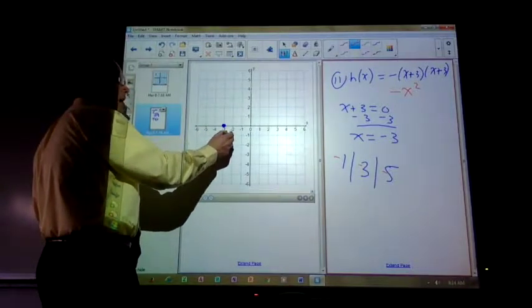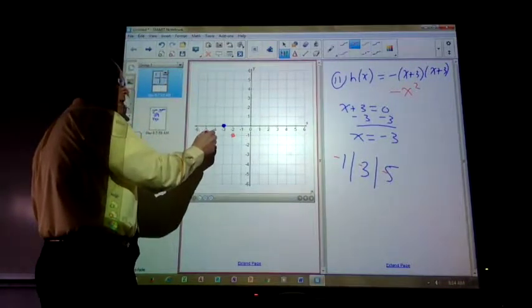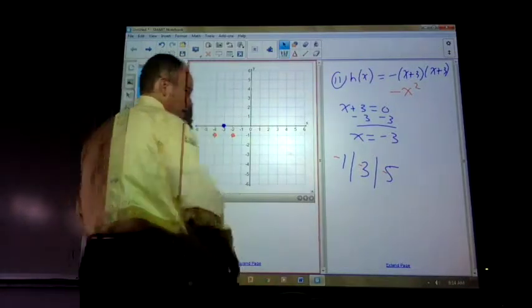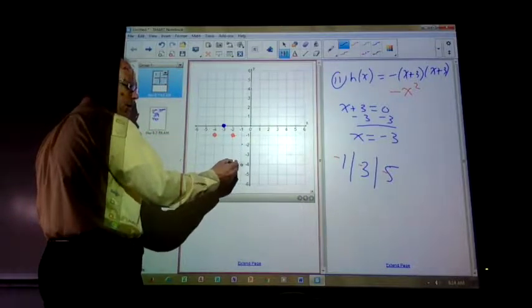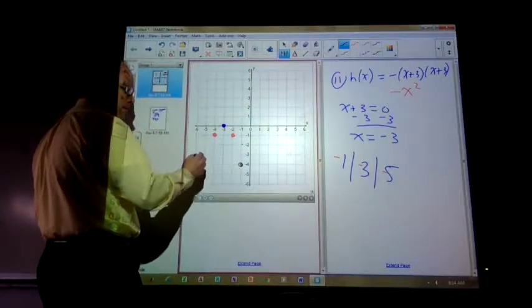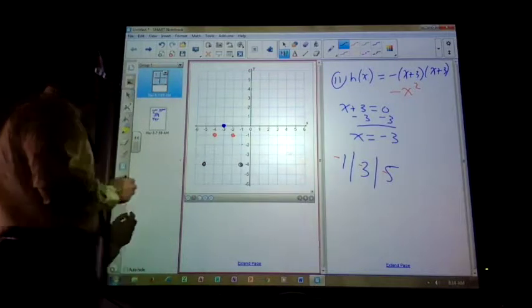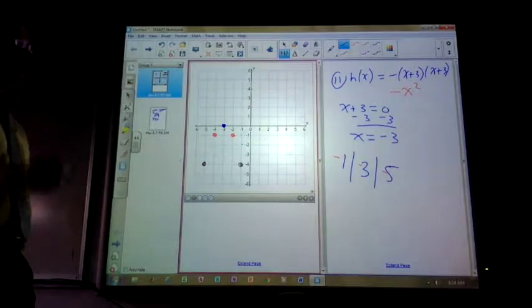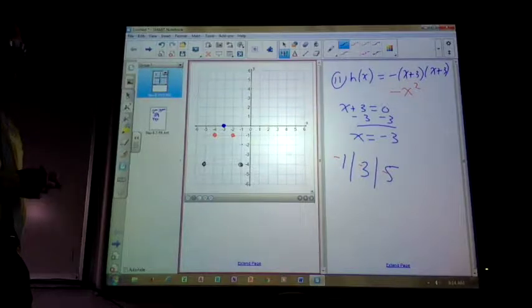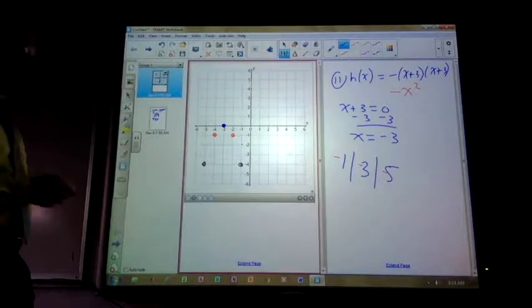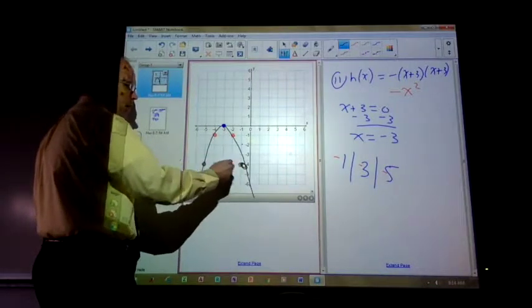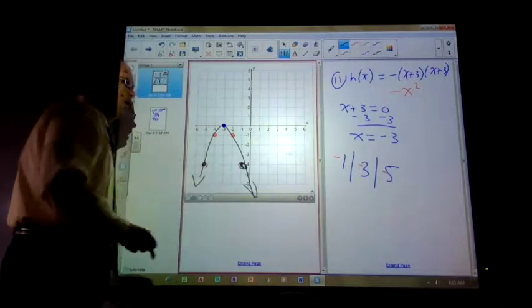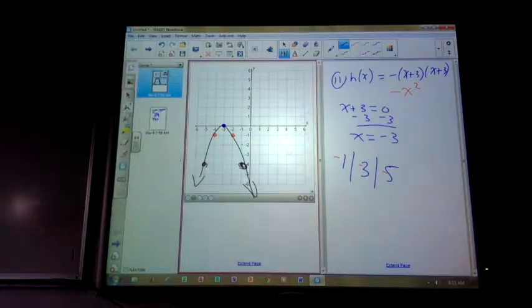So I'm going to go right one, down one, left one, down one. And then from the red points, I'm going to go right one, down 3, and left one, down 3. And then I go right one, down 5 from there. But my graph's not going to hold it, right? So that becomes my parabola. That's what it's going to look like. So the 1, 3, 5 pattern would work.